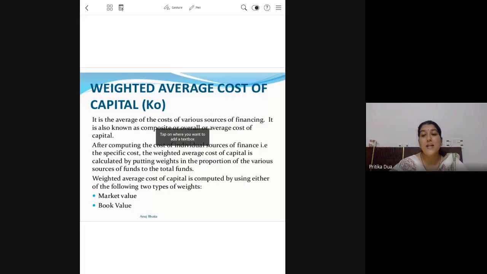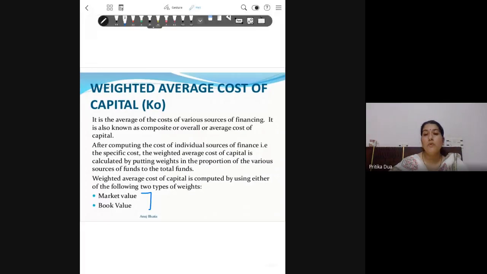Okay, we assign weights to each individual source of finance and then multiply it with the specific cost, add it up, you get the weighted average. To assign weights, two concepts can be used. You have a look here, then we can use either the market value weights or book value weights. So what are market value weights? Weights which you are deriving from the market value of sources of capital. And book value weights will be weights which you are deriving from the book value of the sources of capital.